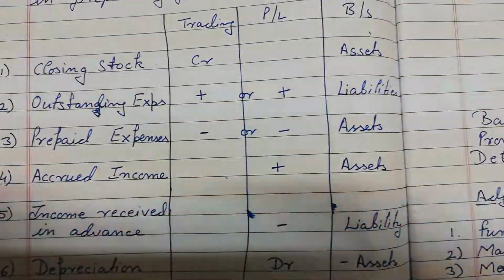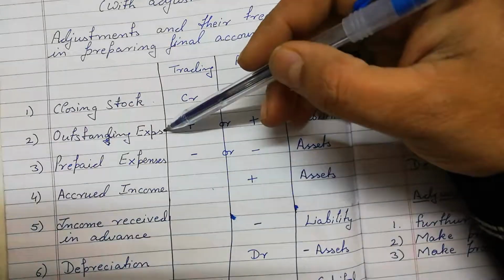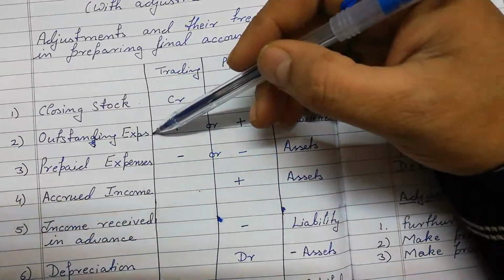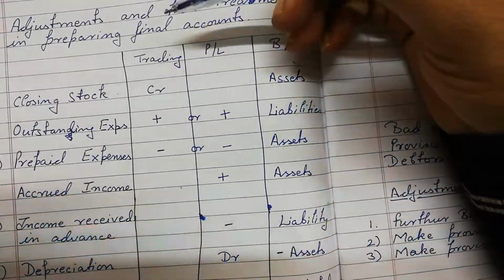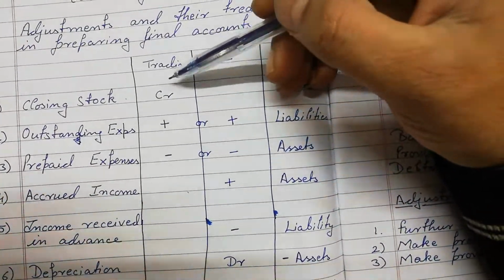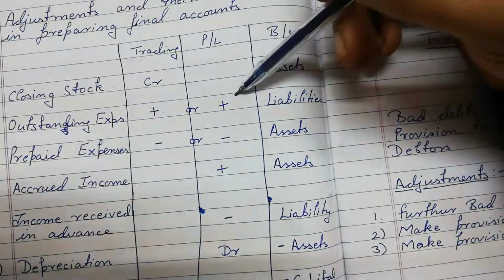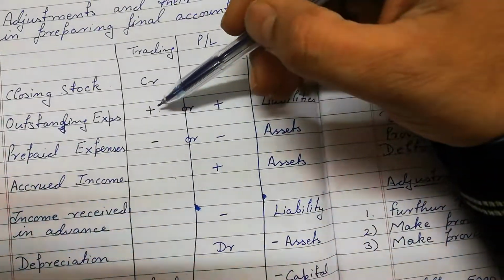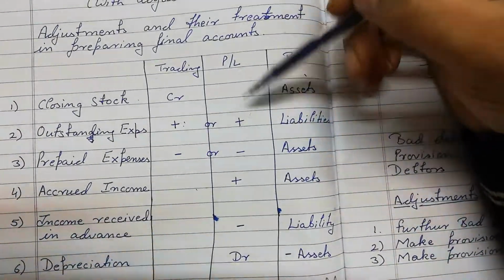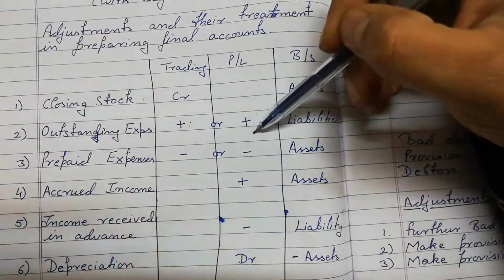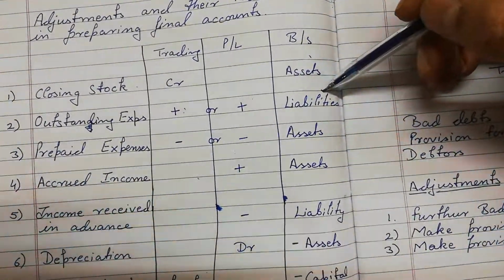Next, outstanding expenses. Outstanding expenses means the expenses which are due but not paid. The expenses may be wages, salary, rent, lighting, electricity bill. So if it is wages, the item belongs to trading, so outstanding expenses will be added in the trading or added in the profit and loss. If the item is outstanding wages, it will be added in the trading, and if it is salary, it is an item of profit and loss, then it will be added in the profit and loss, and it will be shown in the liability side of the balance sheet.